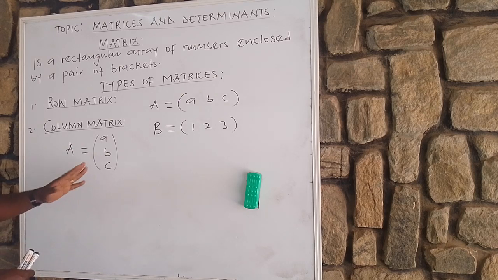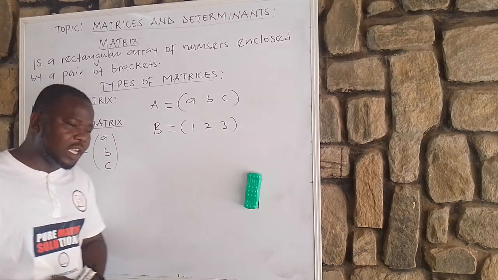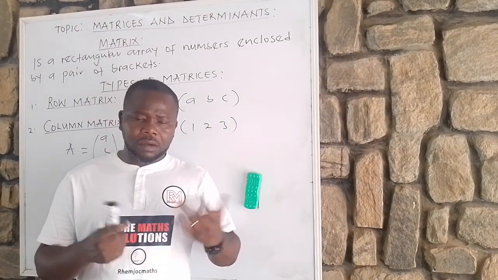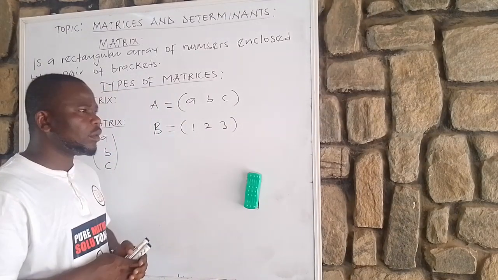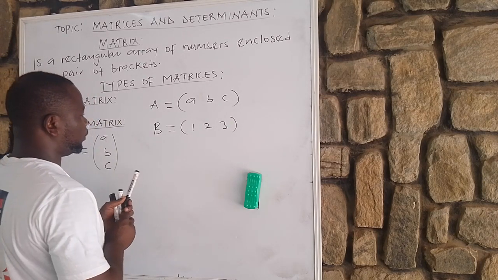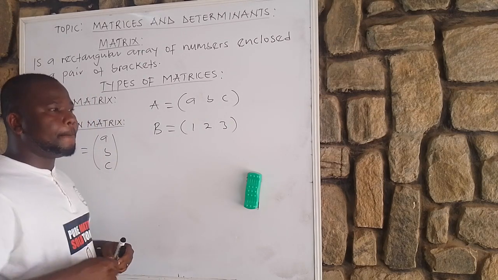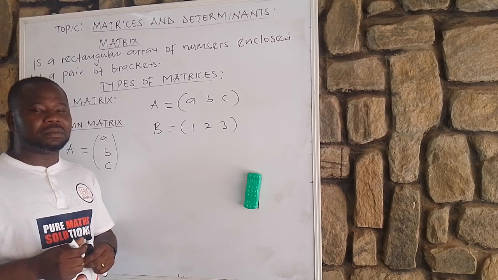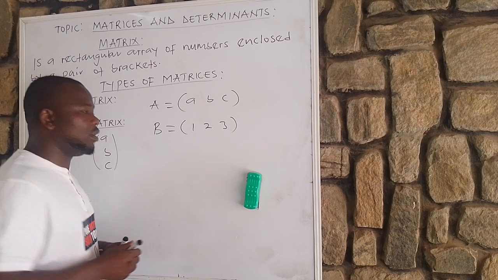Let's look at it this way. A column matrix, when the cube is more than 1, you are still applying column matrix.